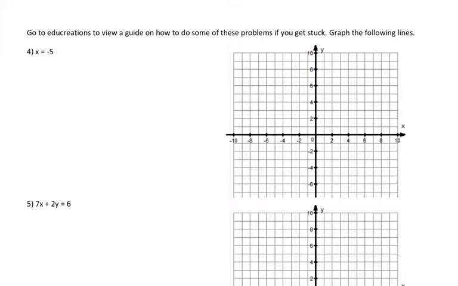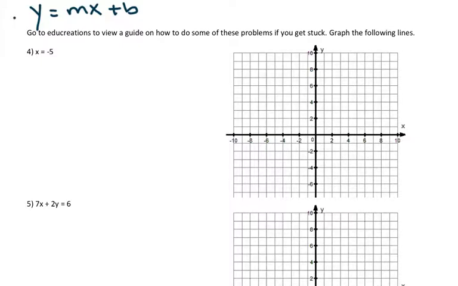In example 4, we have x equals negative 5. Can we put this one into y equals mx plus b? Well, we don't have a y, so that means that this number in front of y is 0.